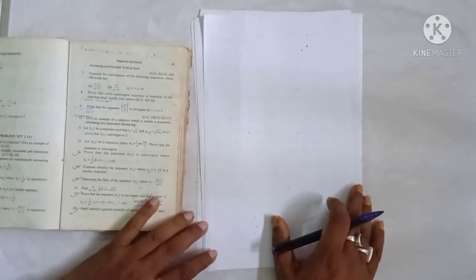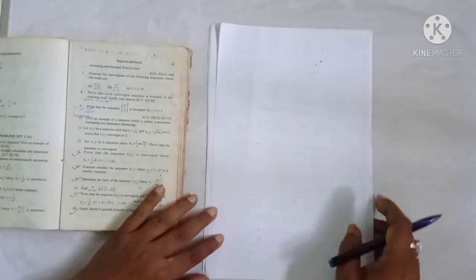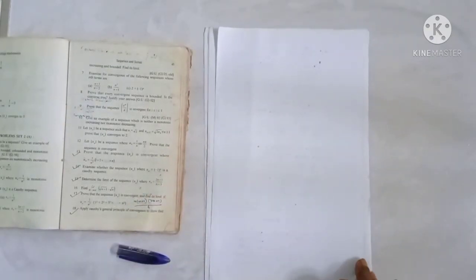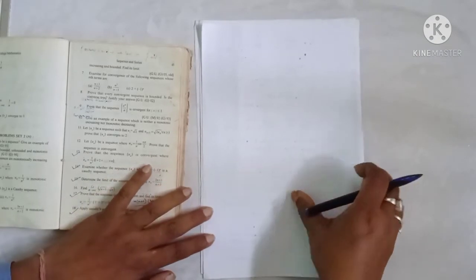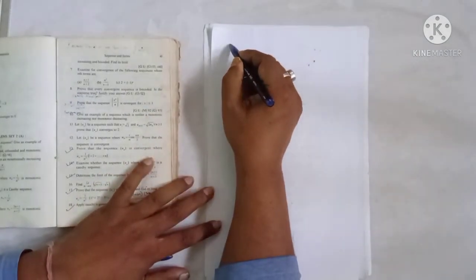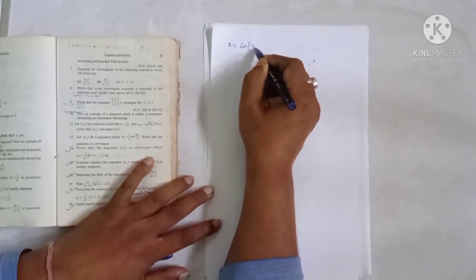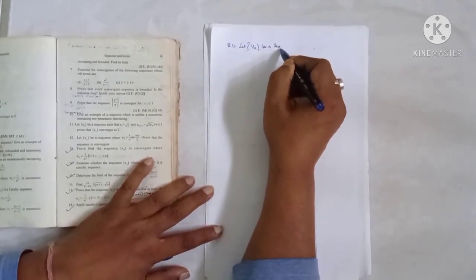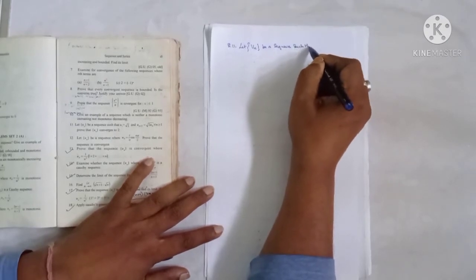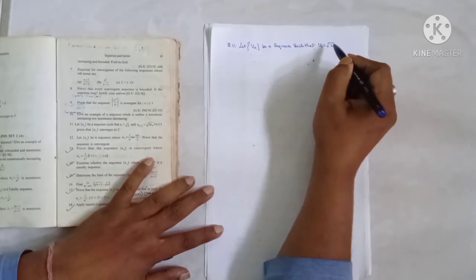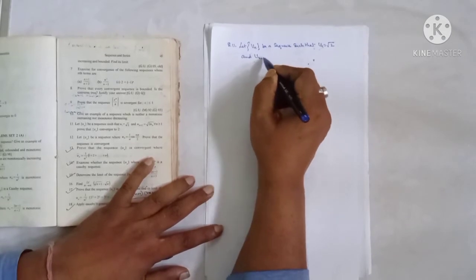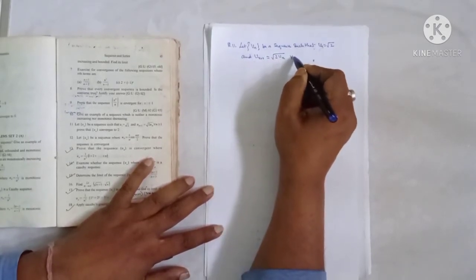And now your question number 11. Let un be a sequence such that u1 is equal to root 2 and u(n+1) is equal to root 2 un for every n greater than or equal to 1.